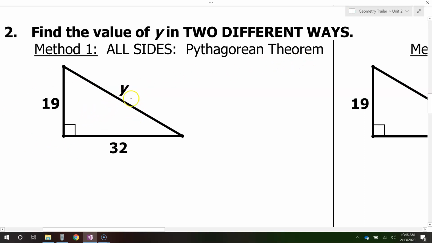All right, now let's talk about how we can find y in two different ways. Look at the sides of the triangle. Notice that there are no angles involved in this. If we are dealing with all sides, then what I can do is use the Pythagorean Theorem. You know, a squared plus b squared equals c squared. Just remember, the c always has to be the hypotenuse. So the hypotenuse is always across from the 90-degree angle. So this y is the hypotenuse.